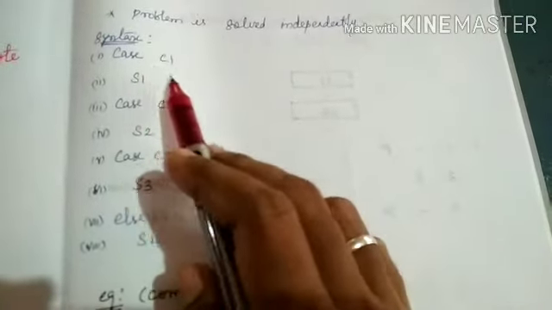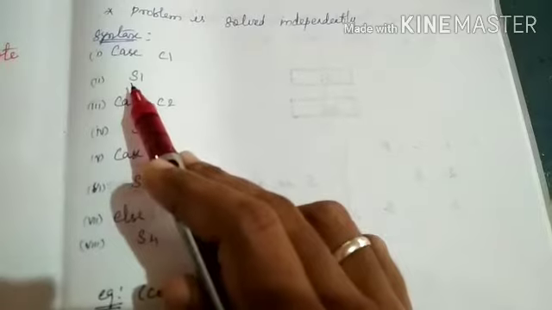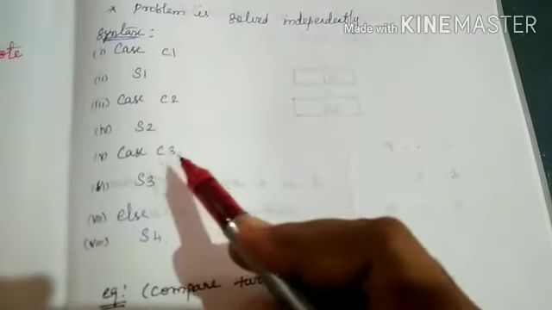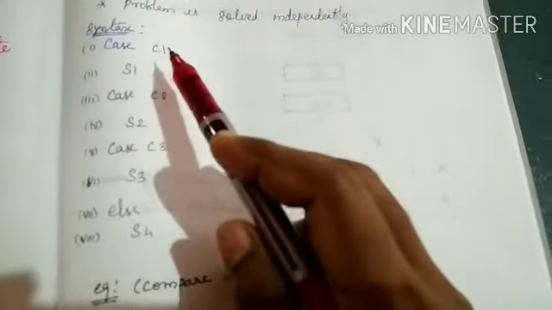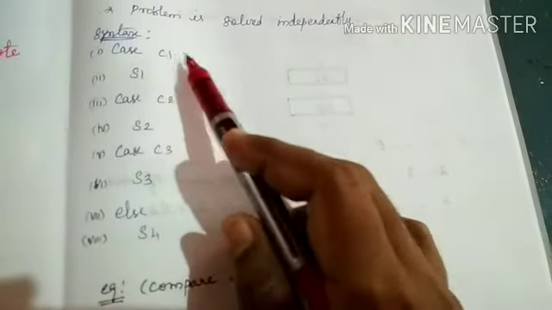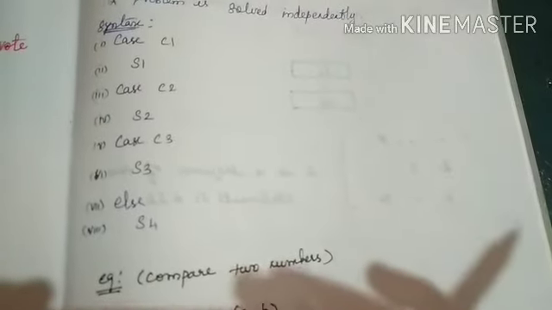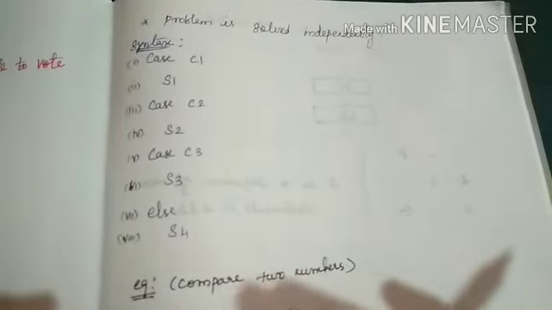For example, if we give any number, if condition 1 is satisfied, statement 1 is executed. If condition 3 is satisfied, statement 3 is executed. If none of the three conditions C1, C2, C3 is satisfied, the else part is executed, that is, statement 4, S4, is executed.